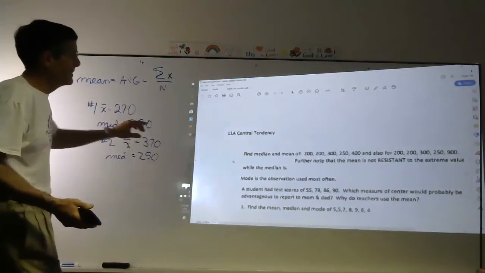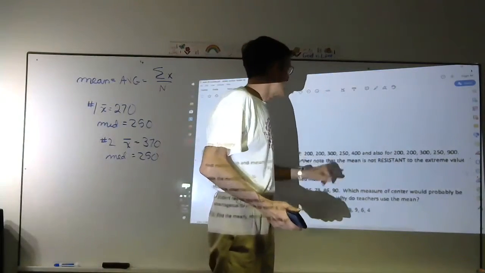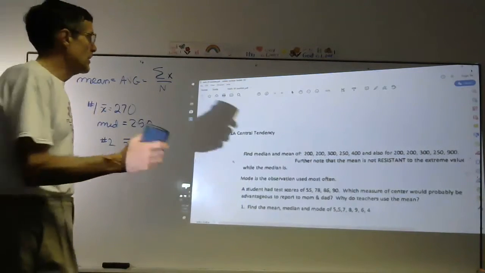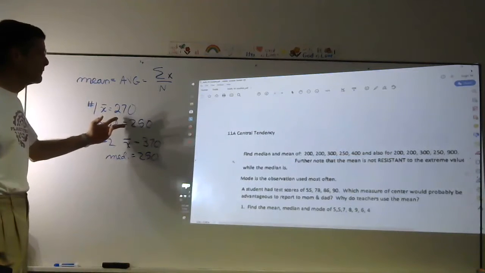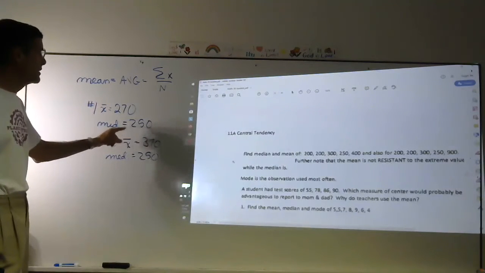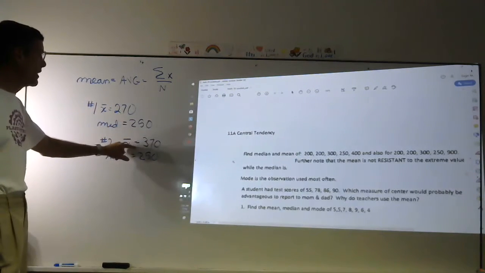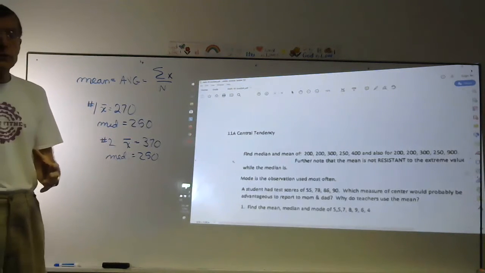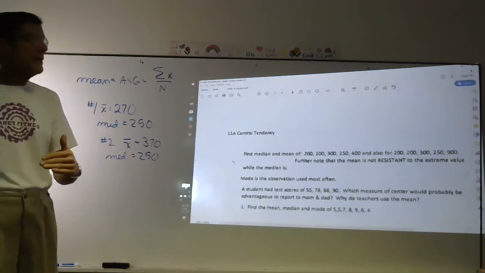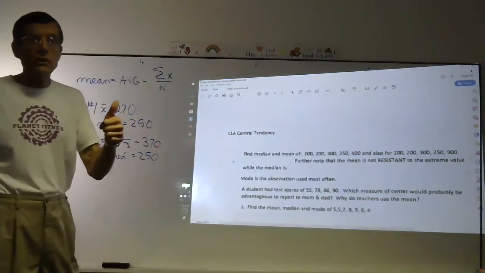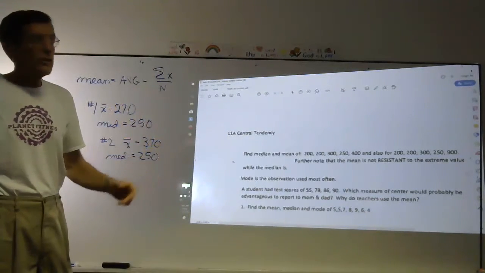Now, it was really fascinating, and I did this on purpose. We noticed that the data is precisely the same, except for the 400 gets changed to a 900, right? Look at the data for the first set. 270 is the mean, 250 is the median. You change that 400 to 900, the mean changes drastically, and the median stays the same. So what that does is the mean, or the average, goes with what happens to the data. If you insert a very, very high data value, that means your mean is going to jump, okay? Your median stays the same.